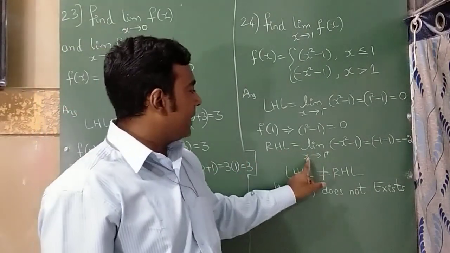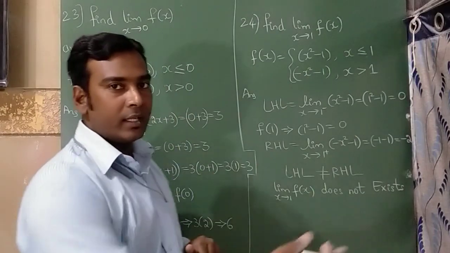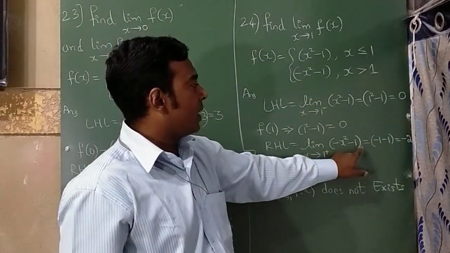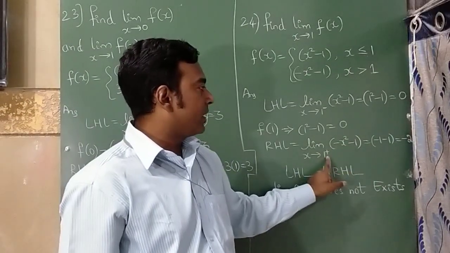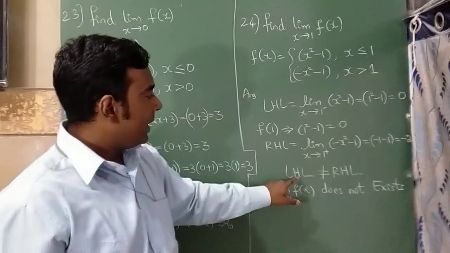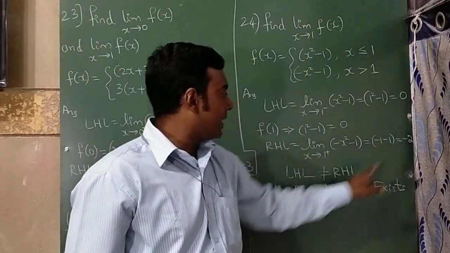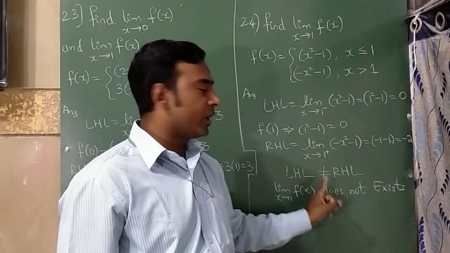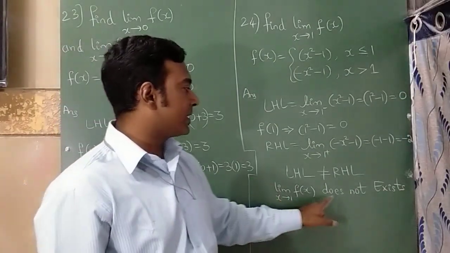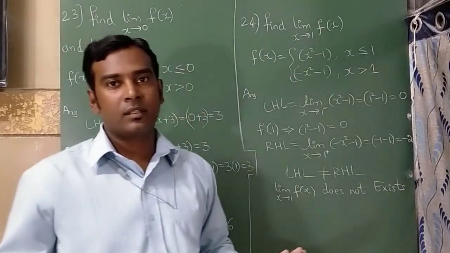Right hand limit, RHL. Limit x tends to 1 plus, because it is on the right hand side. So I have taken this one, minus x square minus 1. So in place of x, I have written 1. Minus 1 minus 1 is minus 2. You can see LHL is 0, RHL is minus 2. They both are not equal. When they are not equal, you need to write limit x tends to 1, f of x does not exist.